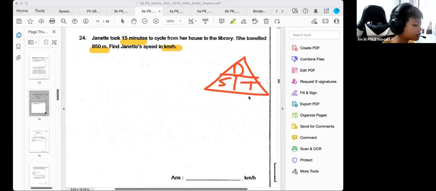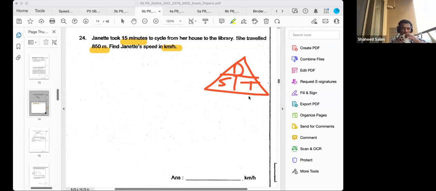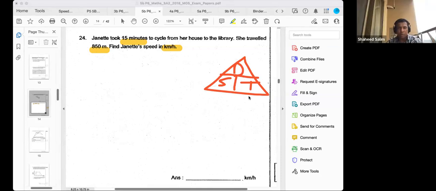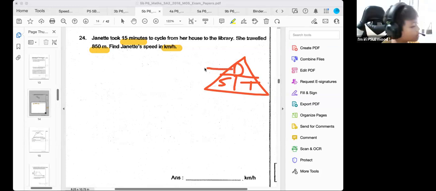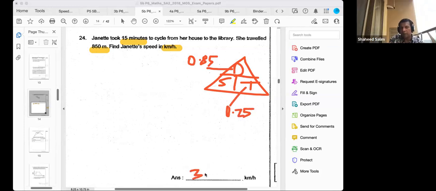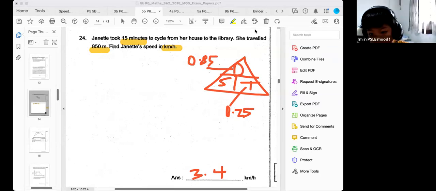So 0.25, times, distance divided by time. The time was 0.25, right? No, 0.85 is the distance. Yeah, lah. Oh, it's the other way around, right? Answer is 3.4 km per hour. Okay, so be careful. You can score at this, but you can also make careless mistakes. Be careful. Okay, let us see.